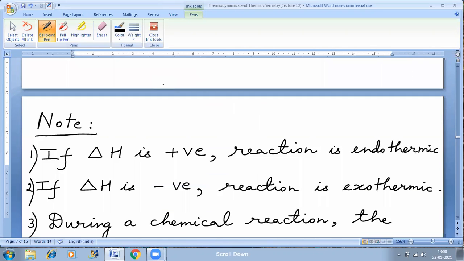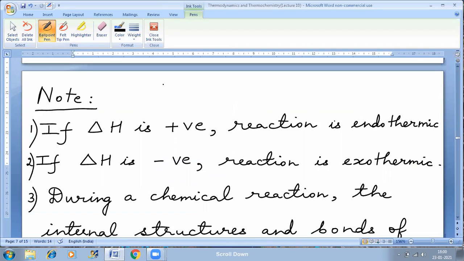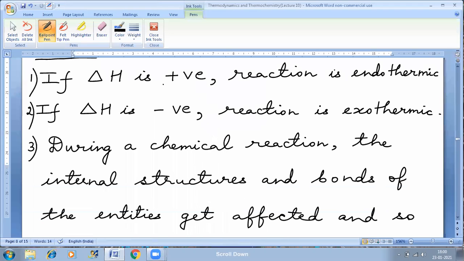We have already done this. If delta H is positive, the reaction is endothermic. If delta H is negative, the reaction is exothermic. Now, during a chemical reaction, the internal structures and bonds of the entities get affected. So if I'm breaking old bonds and forming new bonds, obviously some amount of energy is going to be released or absorbed.